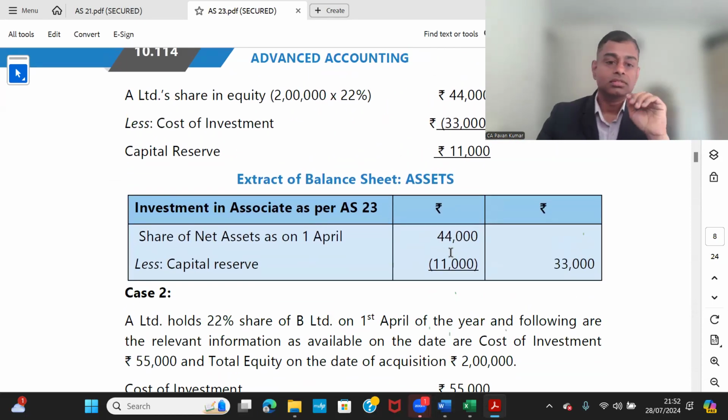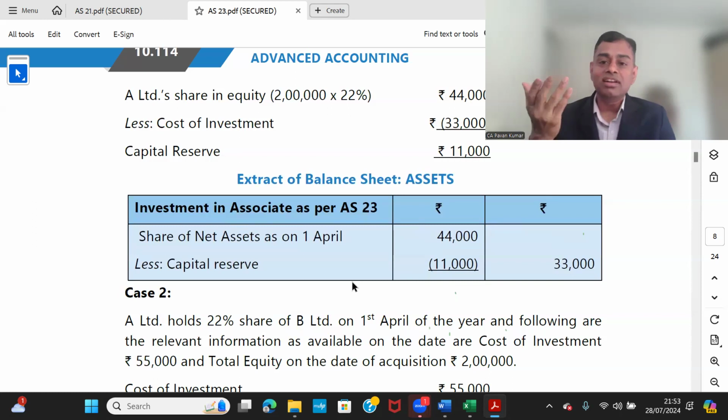Case 2. Madam, read case 2. A Limited holds 22% share of B Limited on 1st April of the year, and following are the relevant information as available on the date. Our cost of investment rupees 55,000 and total equity on the date of acquisition is rupees 2 lakhs. Hold on. Is it goodwill or capital reserve? Goodwill. How much?